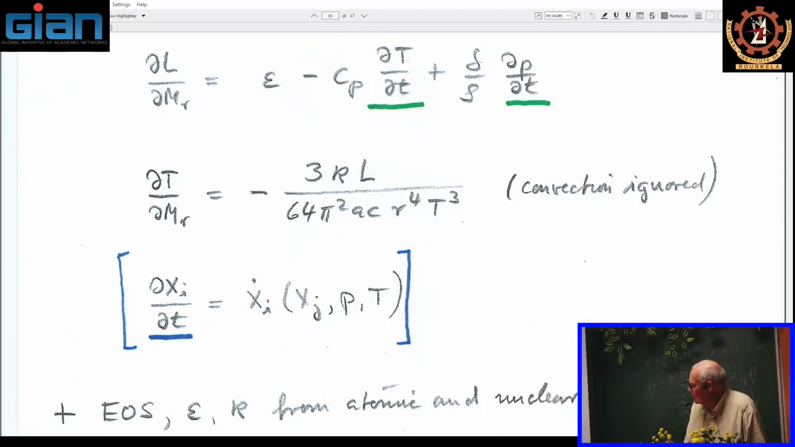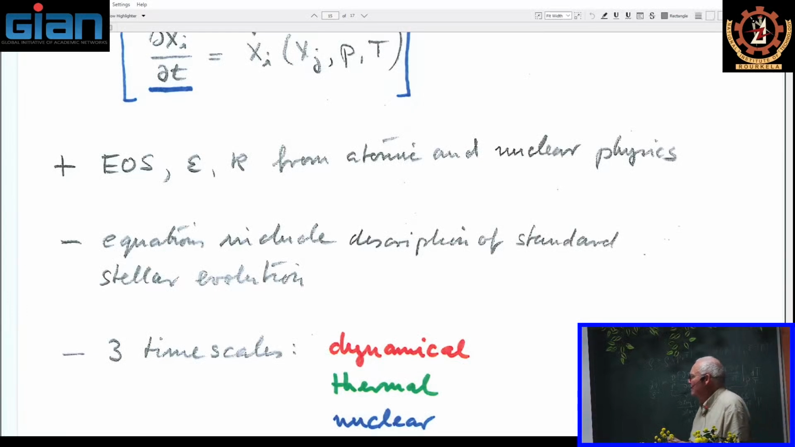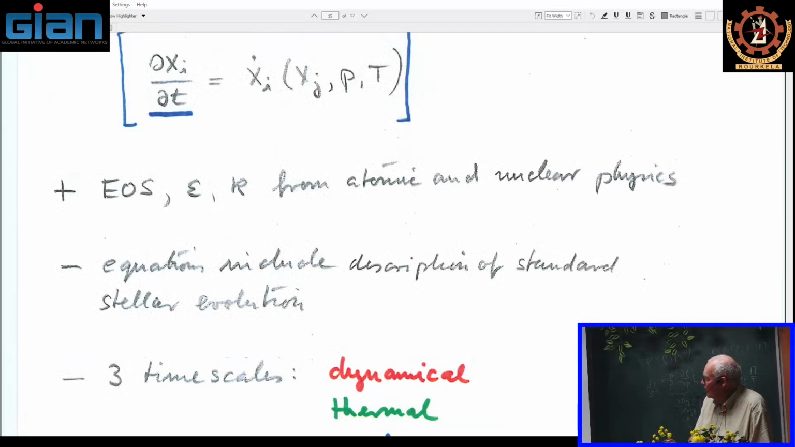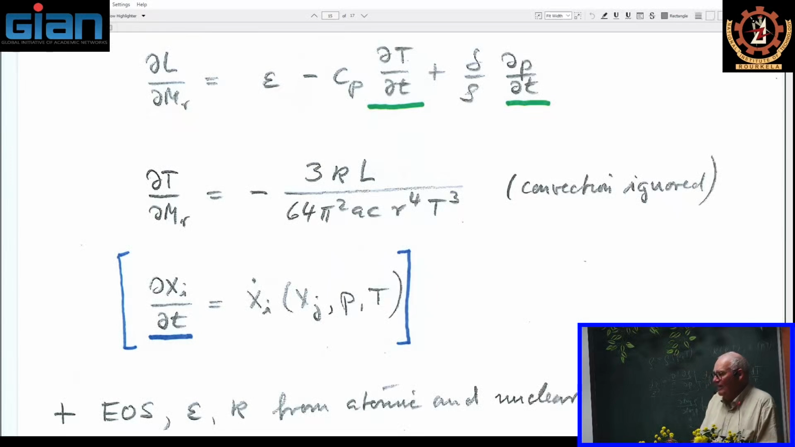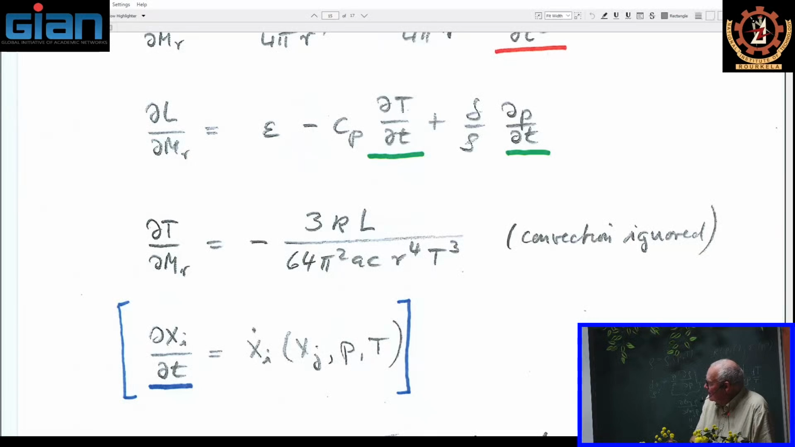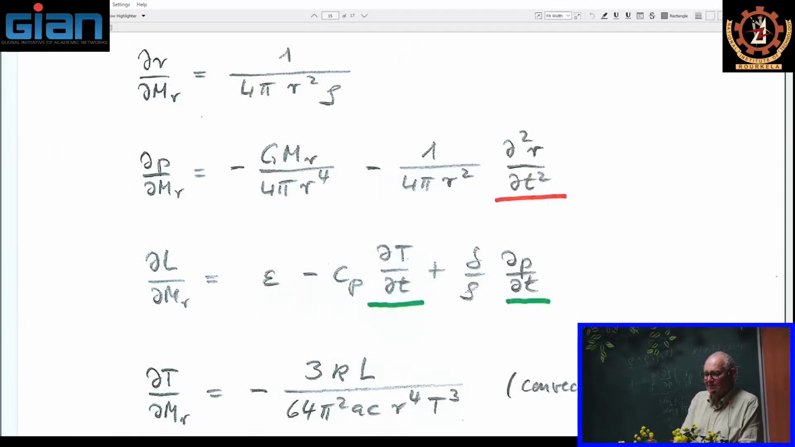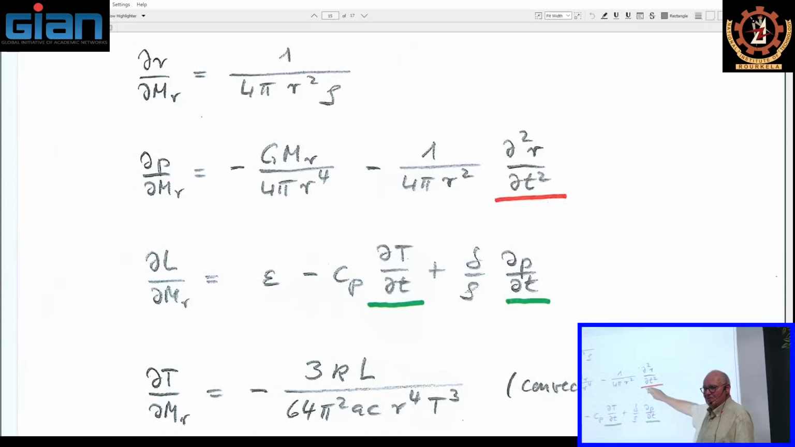I hope I didn't forget. Okay, these are the equations which we have to solve, both for the stationary structure of a star and for the dynamics of a star. Now, if you look at these equations, there are time derivatives appearing in 3 places. One of them is the mechanical acceleration, which contains this time derivative here.